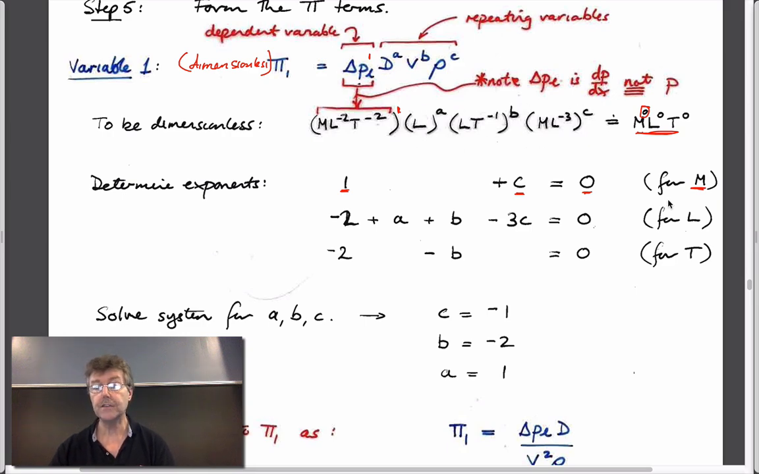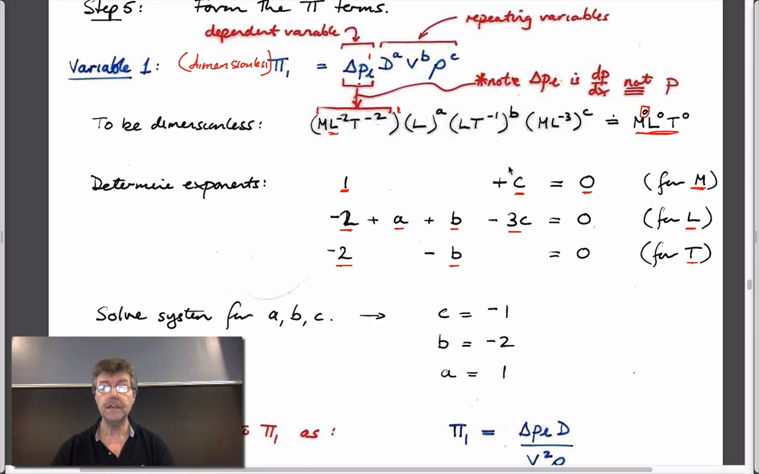And so we go through to the next one. We look at length. Pressure gradient has length to the minus 2. Diameter is length to the power a. Velocity is length to the power b. And density is length to the power 1 over length cubed, minus 3c. And likewise for time: time occurs in here, minus 2. Time occurs in here, minus b. No time here. And so now we can solve the system of equations.